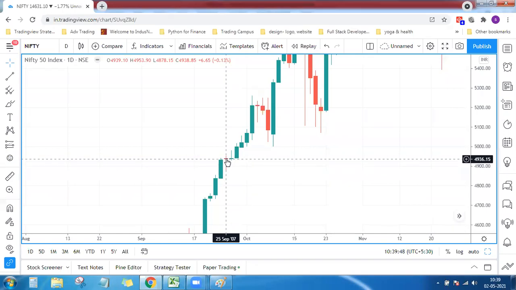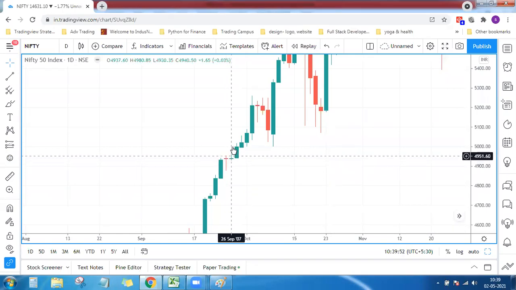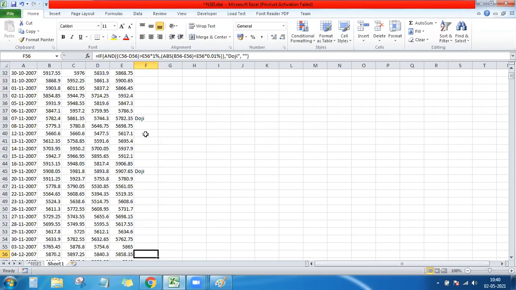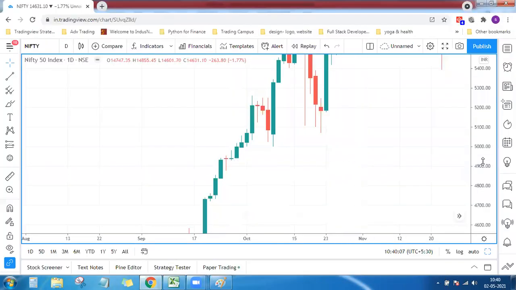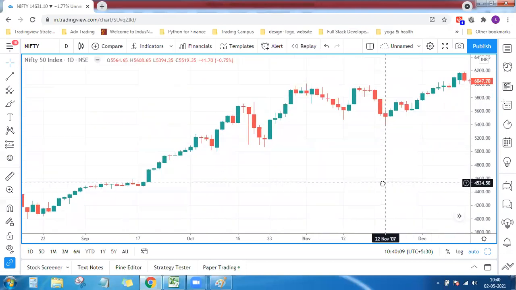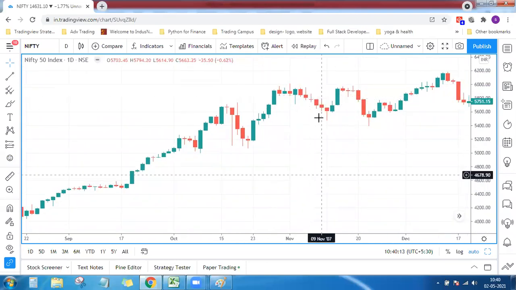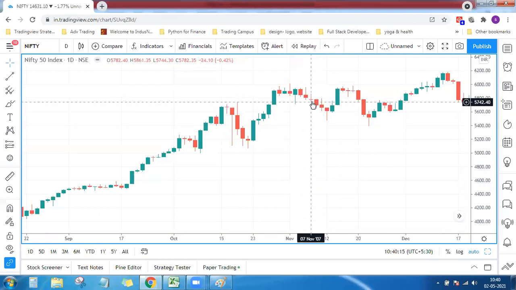Similar characteristics are exhibited by the next candle also on 26th September, but that 1% rule is missing over here. So that's why the Excel did not give a doji on that particular day. The next day that we have a doji is on 7th November 2007. This is 7th November 2007 and it's a doji.